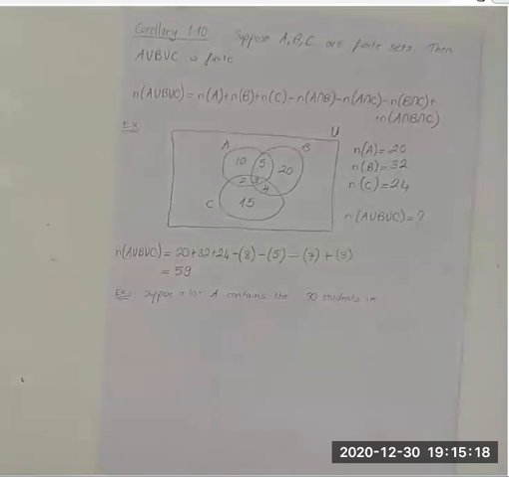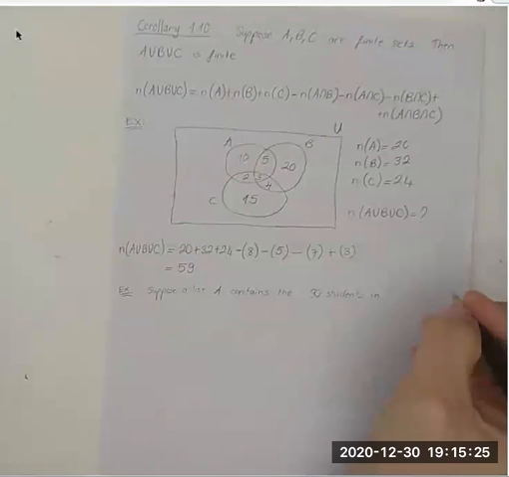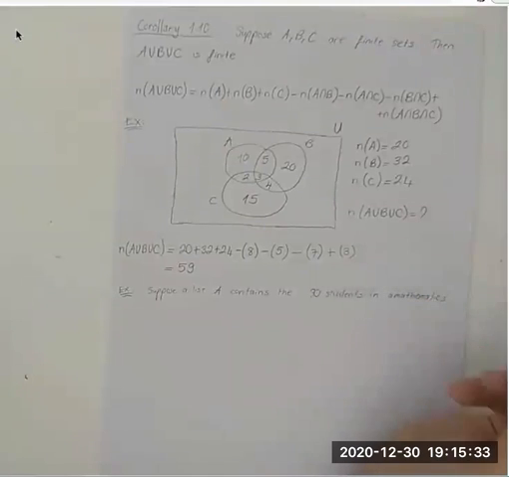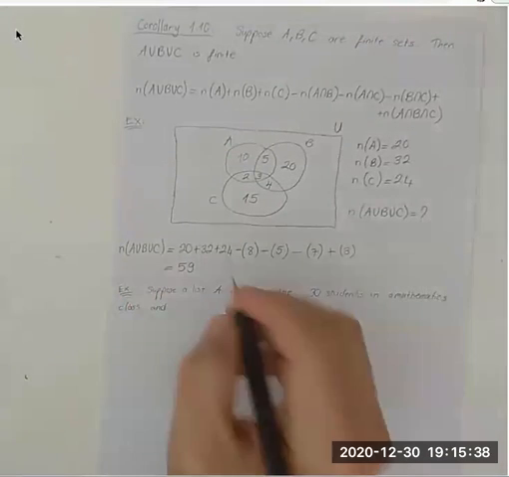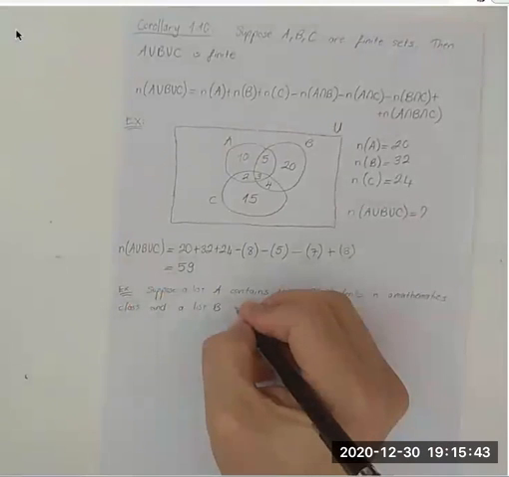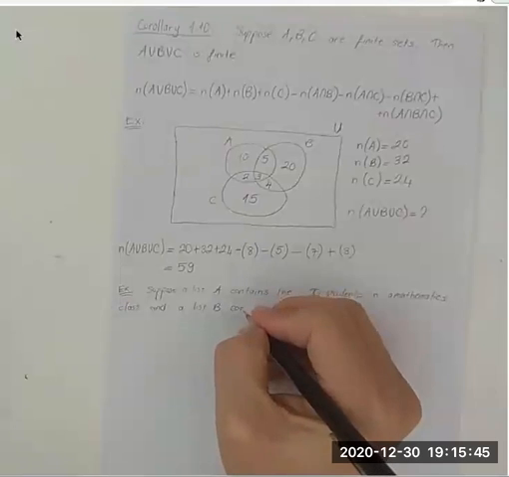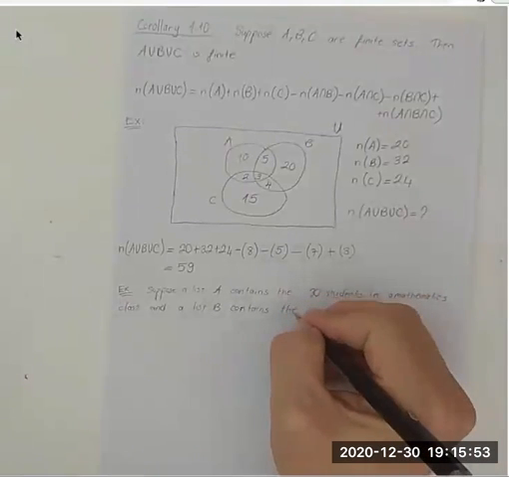There are 30 students in a math class, and at least B contains the 35 students in an English class.